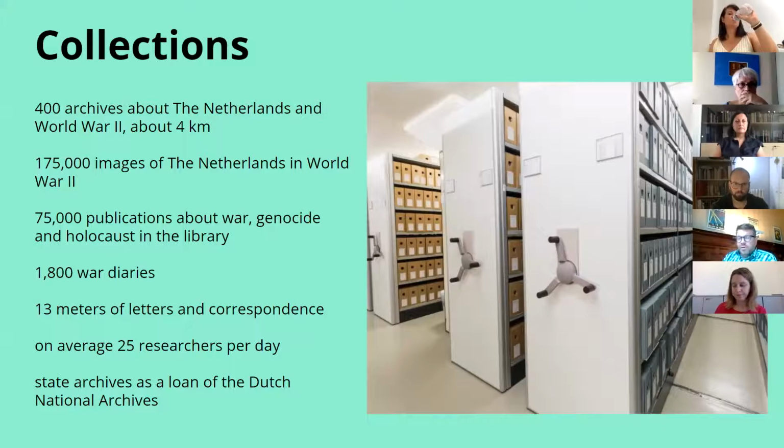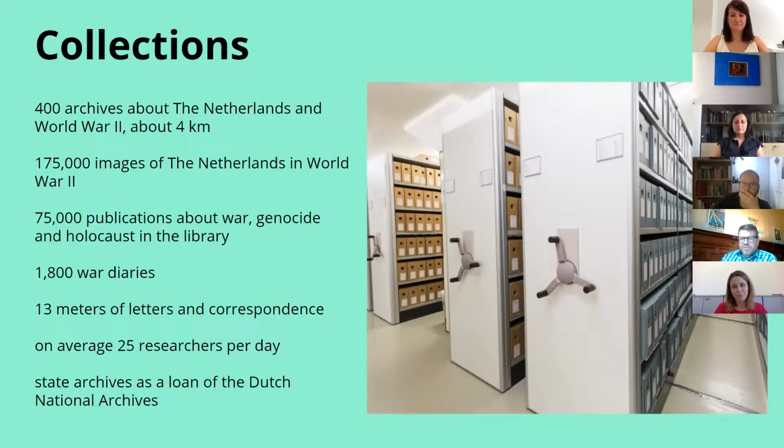This is about 4 kilometers, which doesn't sound like a lot, but it is quite a lot if you really understand that each document actually represents a story. We have collected 170,000 images of the Netherlands in World War II. In addition, to understand the events, 75,000 publications in the library, which are available as secondary literature. And here they are, the 1,800 war diaries. So Anne Frank's diary is only one of them, those that we collected, but there are 1,800, and we are currently making them available transcribed. 13 meters of letters, which you can imagine is quite a few. I think that's about 30,000 letters.